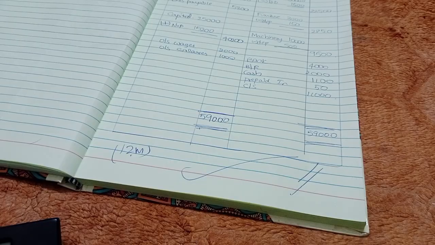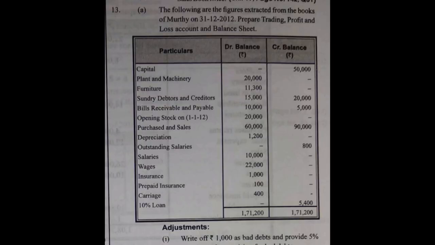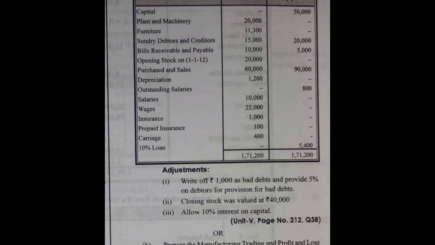Okay students, here 13A, the following are the figures. You need to prepare the balance sheet, it means final accounts. Capital is a liability, plant and machinery is an asset, furniture too. You need to learn all this. Loan is a liability. In adjustments, what they have given: bad debts written off. Written off is the first one, so from the debtors you need to minus that.